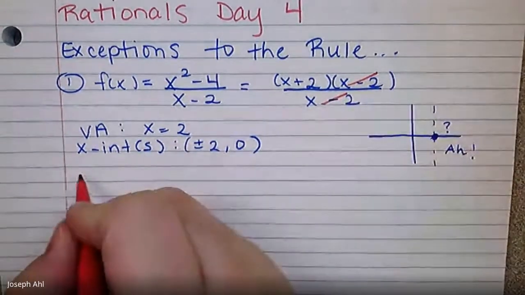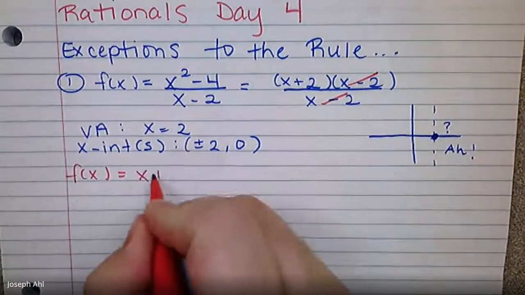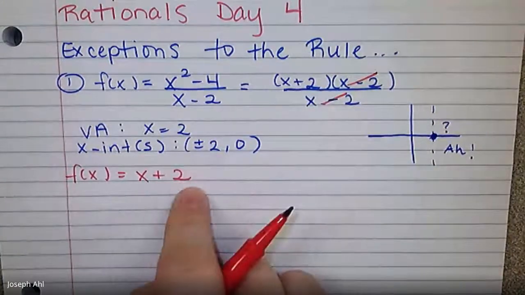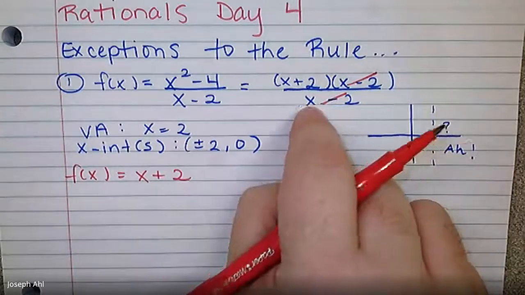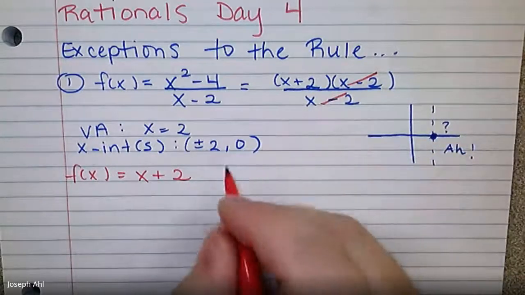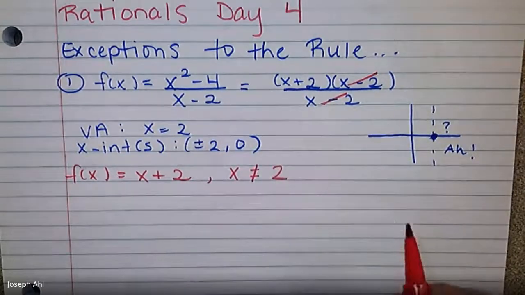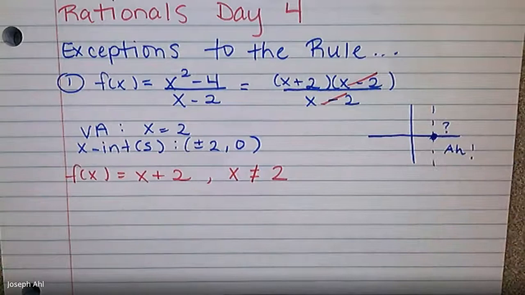So what we actually can define our function to be is f of x equals just x plus 2, that leftover piece. But we're not going to see the whole thing, f of x equals x plus 2, when I cancel those common factors of x minus 2. We're going to see this as long as x is not equal to 2, right? That's where we had that vertical asymptote x-intercept problem there.